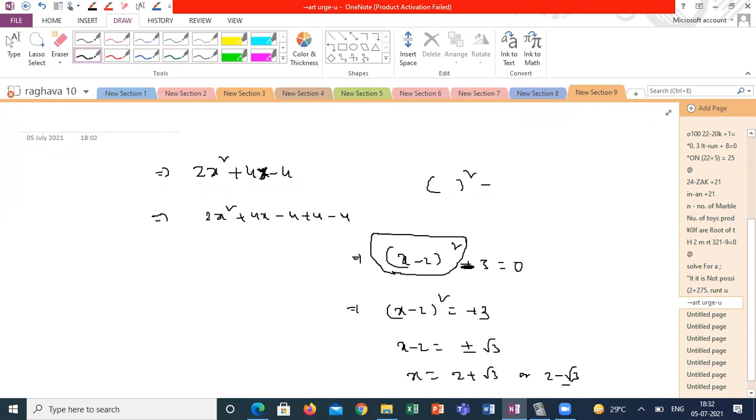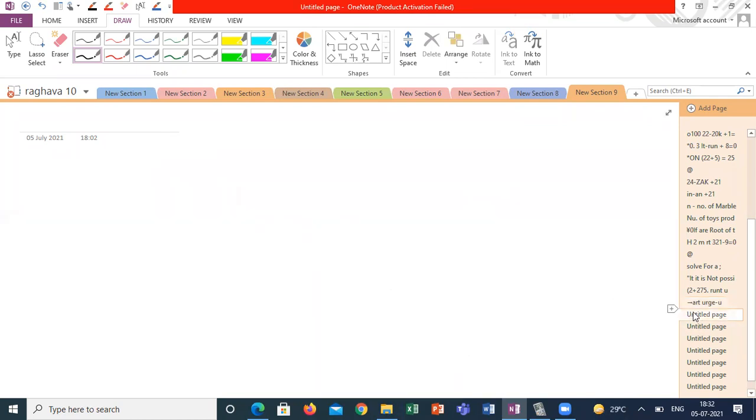So how to make it a perfect square, I will tell you. Later I will explain the geometrical point of view, what is the meaning, how it will come and all. I am taking an equation. If I am having an equation 9x square minus 15x plus 6 is equal to 0.